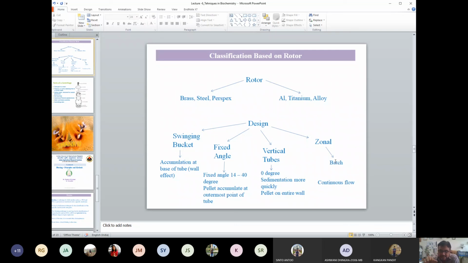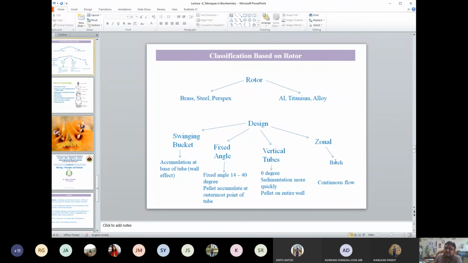Why do we have different types of these rotors? Maybe because of specific use. For example, for pigment isolation we prefer to use a swinging bucket. In the case of fixed angle, most of the time for microorganism based separation we prefer to use fixed angle. So all these different types are based on different uses.